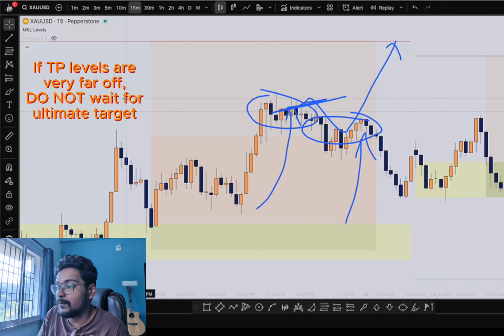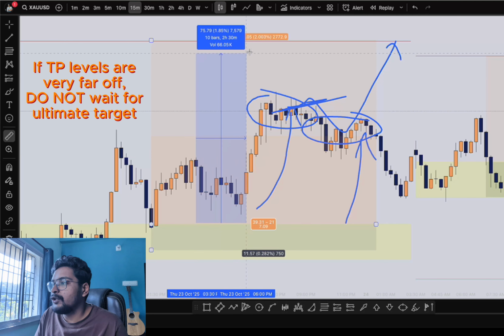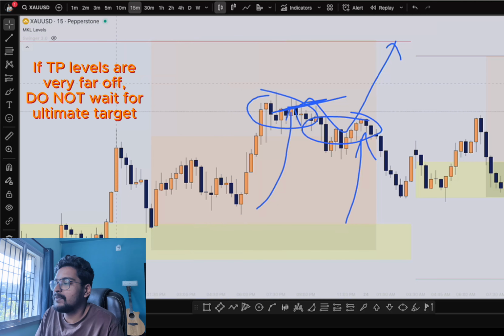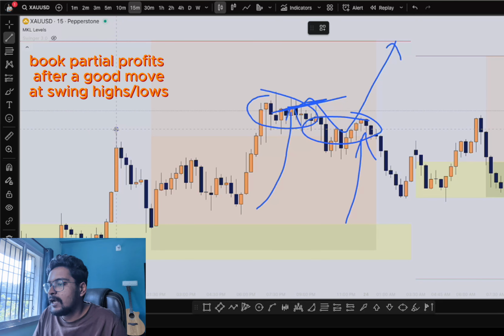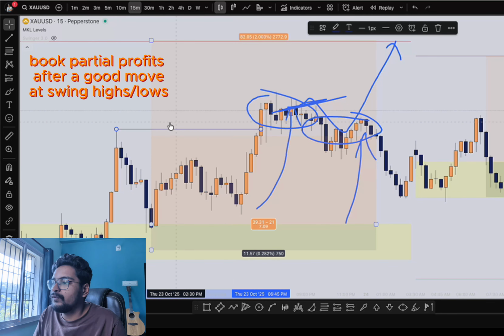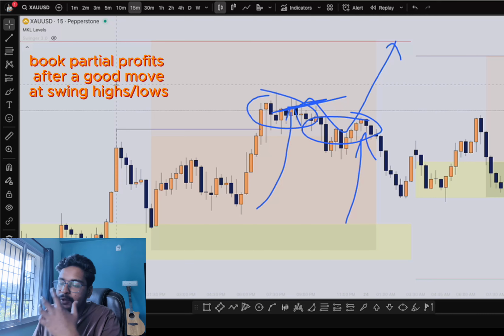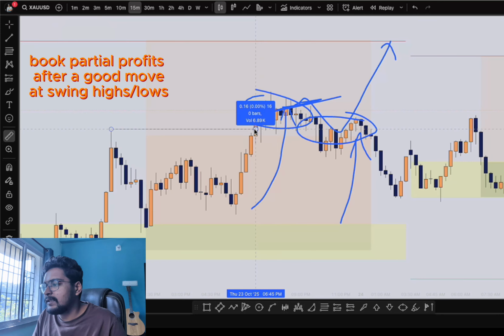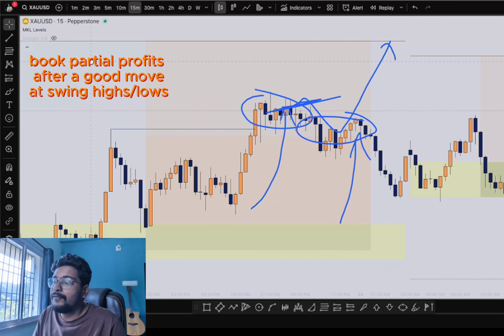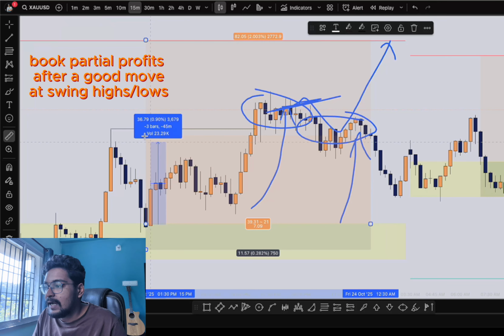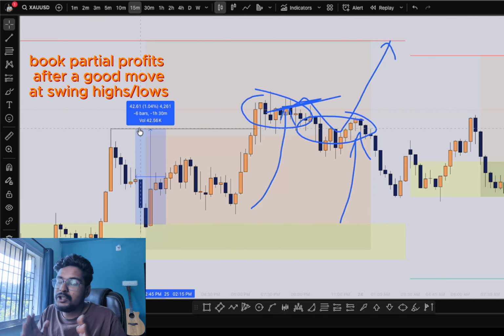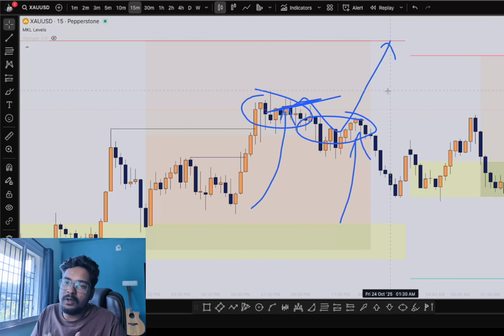And yes, I do take partial profits. Like this, from here to here, was 800 pips. Obviously, I'm not going to wait 800 pips for just 0.1 lots to hit, right? I keep track of these important swing levels, like this over here. This was a very important swing level, and I try to book partial profits at these points as and when I go. If the distance between my entry and the swing point is pretty huge, then obviously I'll book some partial profits at this point, so on and so forth.